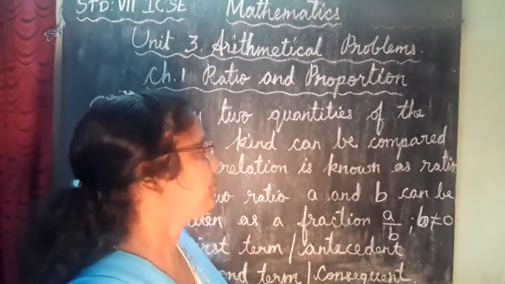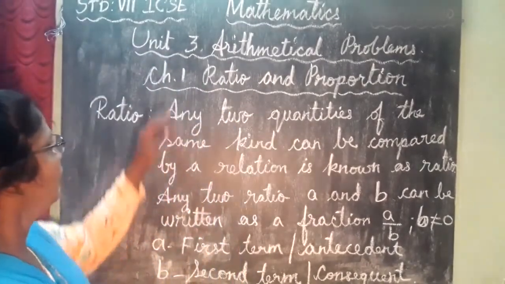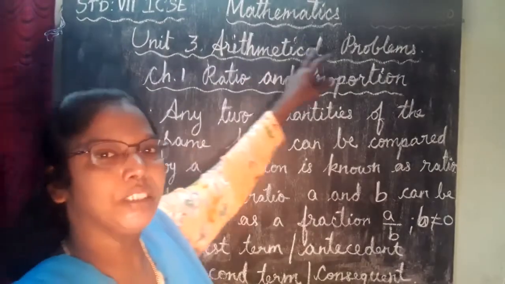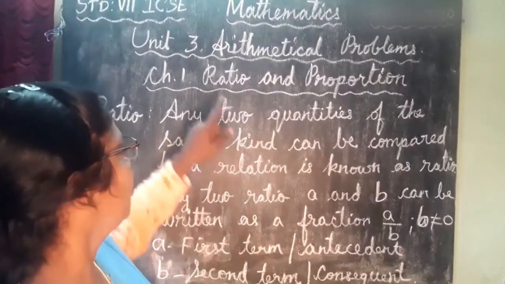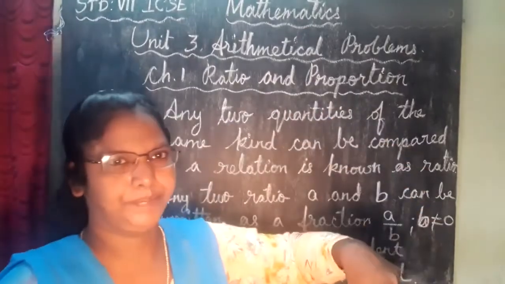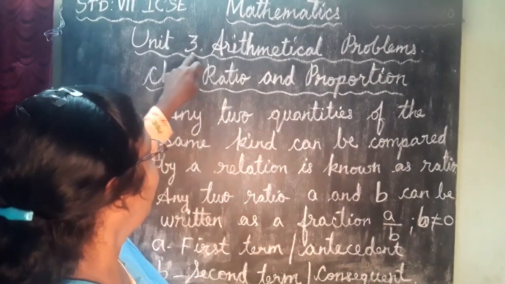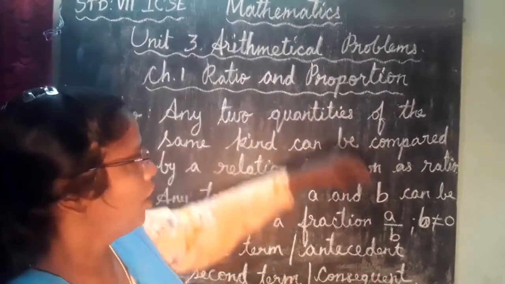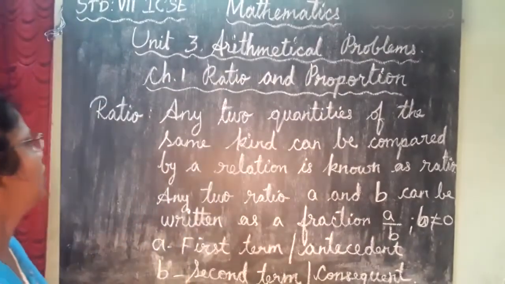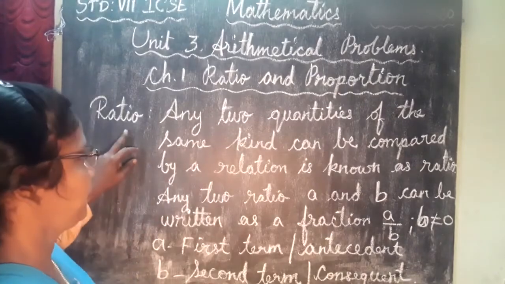Okay, children. Now we are going to enter into the third unit. Third unit, arithmetical problems. Arithmetical problems in chapter 1, ratio and proportion. First, unit 3 we are doing now. We are going to do arithmetical problems in chapter 1, ratio and proportion. First, let's recall whatever we have learned in the previous class, that is ratio.